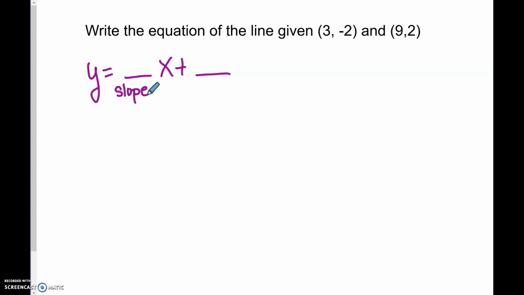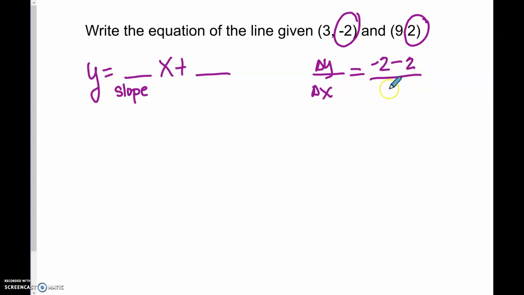So remember, is it change what goes on top? Is it x's or is it y's? So remember, it's change in y over change in x. So I'm going to circle my two y values. That's what goes on top. So I have -2 minus 2. And on the bottom, I'm going to have 3 minus 9. So make sure you guys use your calculators. So I have -4 over -6.